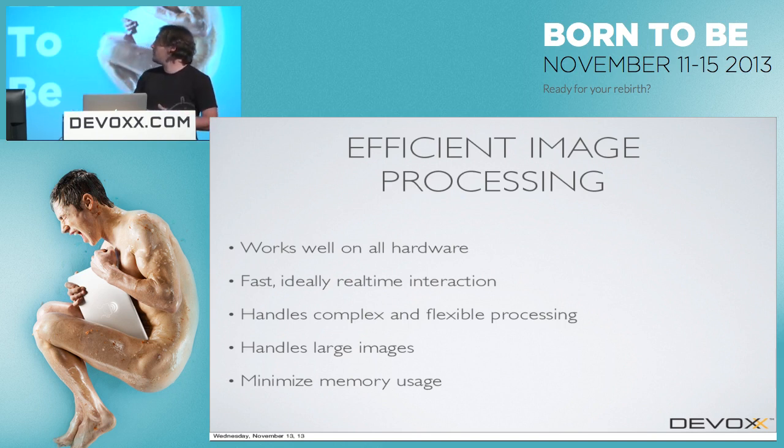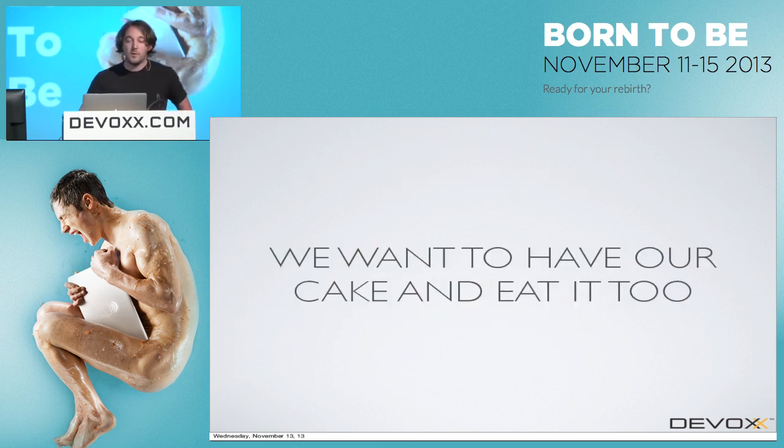Thanks. So basically, what do we want for image processing? We want everything, right? We want it to work well everywhere. It needs to be fast. Needs to be using as little memory as possible. Basically, we want to have our cake and eat it as well.